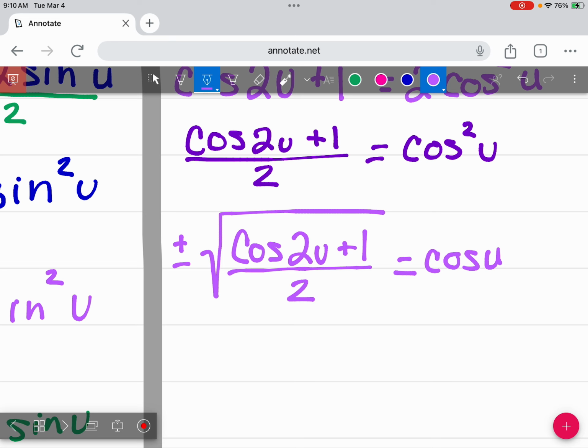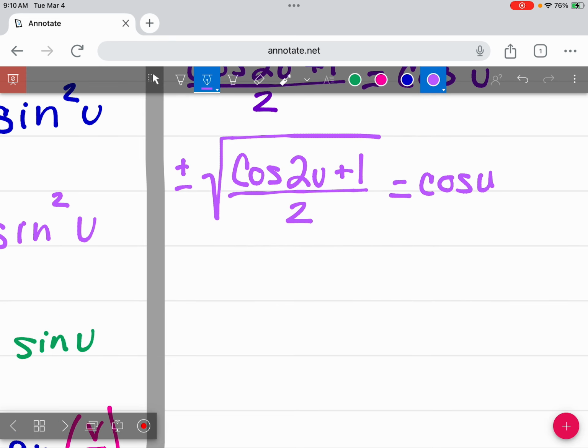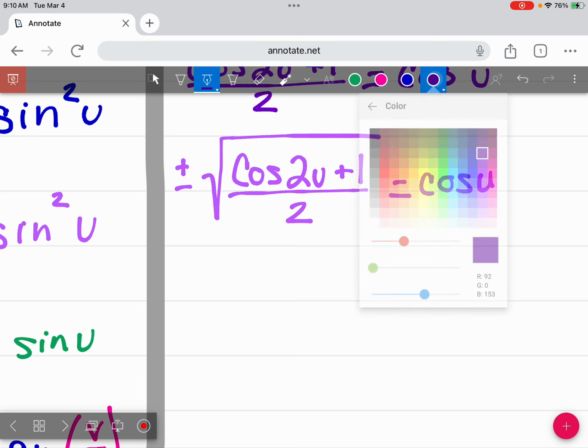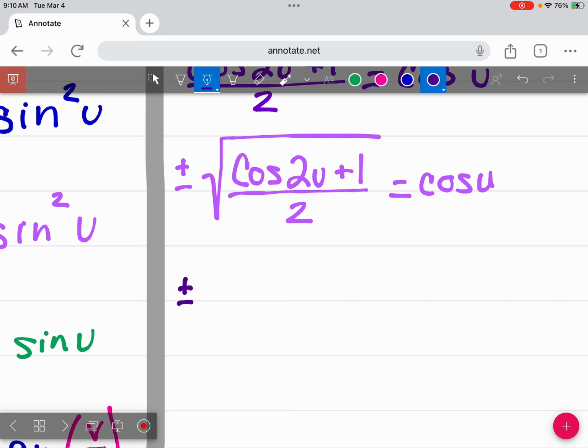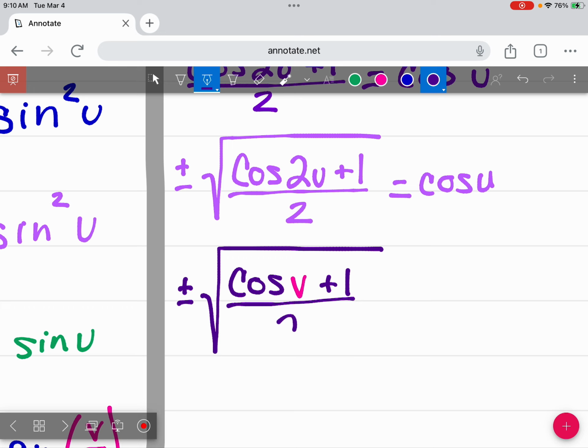And the benefit of that is when we substitute out for our v over 2, it's going to cancel out in the middle. So our plus or minus square root of cosine of v plus 1 over 2 equals our cosine of v over 2. So I told you, these guys look super gross. That's why I'm saying these ones were the scariest looking formulas.